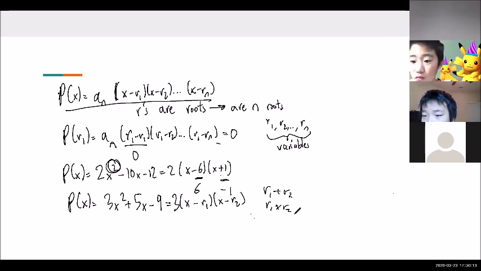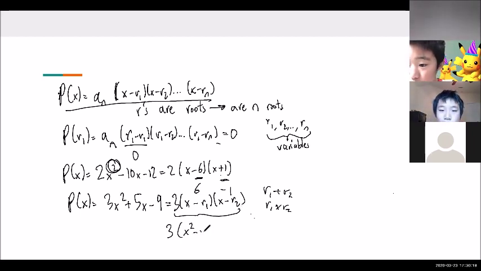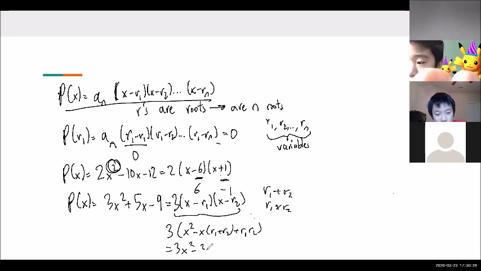So to do that, let's expand this thing over here. This is just going to be equal to 3 times (x squared minus x times (r1 plus r2) plus r1 r2), which is equal to 3x squared minus 3x times (r1 plus r2) plus 3 r1 r2.